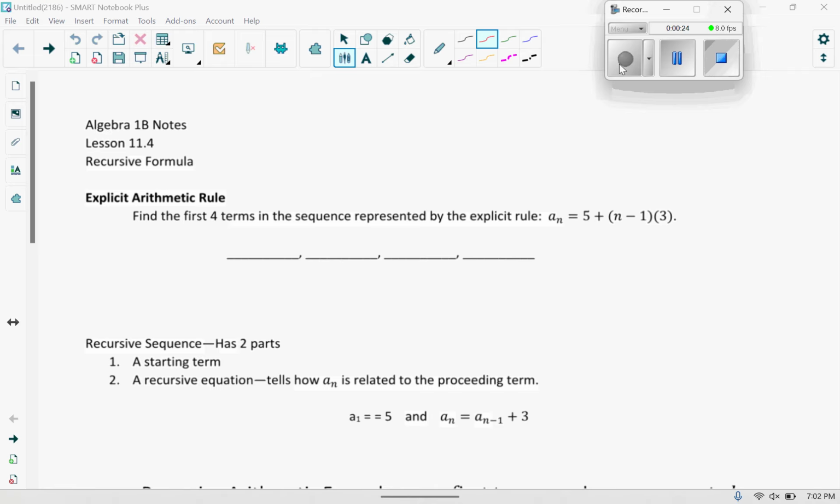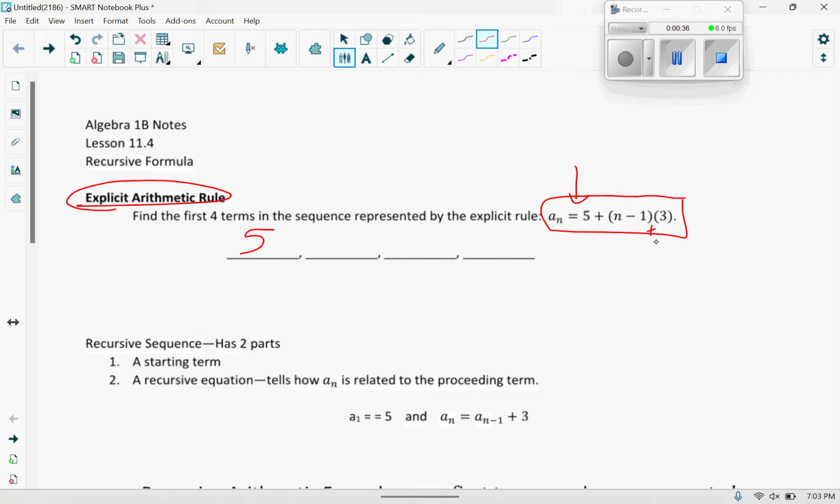Okay, so let's review what we know. So the explicit arithmetic rule, this is what that looks like. Remember, this is our first term, so this is 5, and then we're adding 3 every time. So 5 plus 3 is 8, plus 3 is 11, plus 3 is 14. We could just keep going on and on forever.